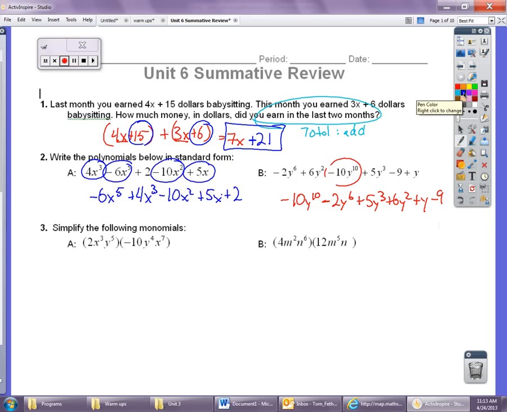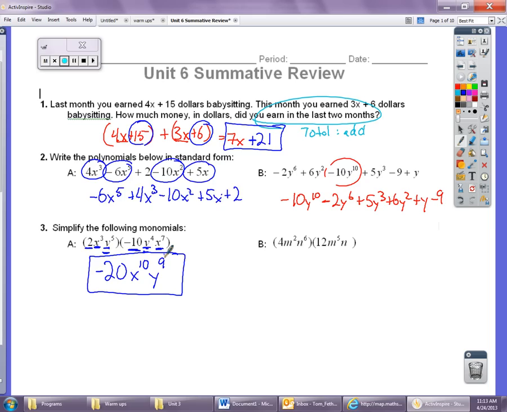Question number 3, simplify the following monomials. Well, we're multiplying here, but they're just monomials, not binomials, so we're not going to use the FOIL method or the box method. What we want to do is multiply our numbers, so 2 times negative 10 is negative 20. We put our x's together, x to the 3rd and x to the 7th. We add the exponents, which is 10, and now we do the same thing with our y's. Y to the 5th and y to the 4th, y to the 9th.